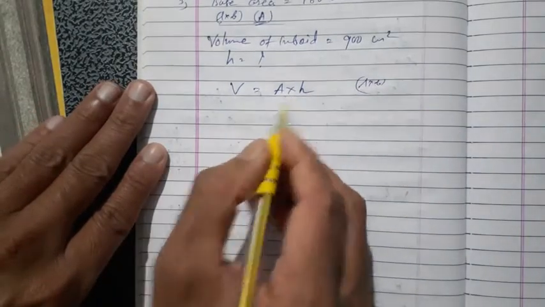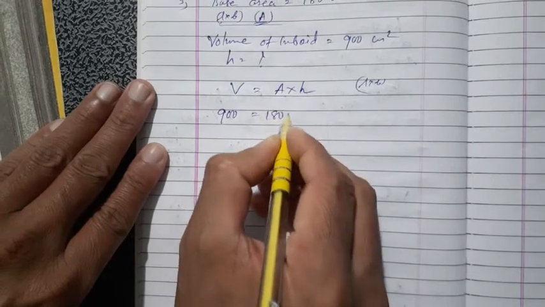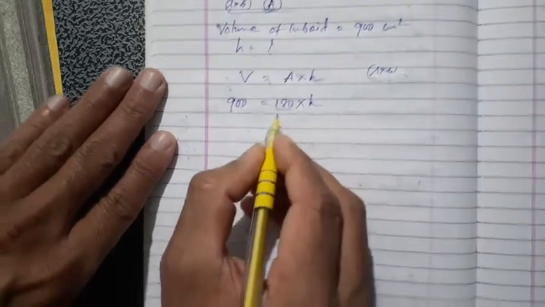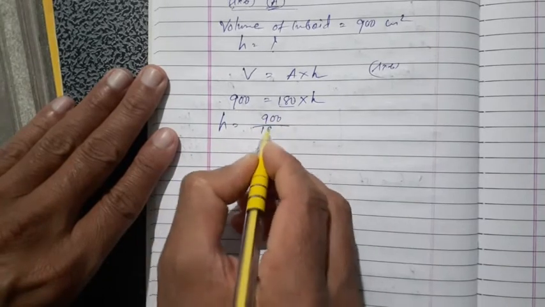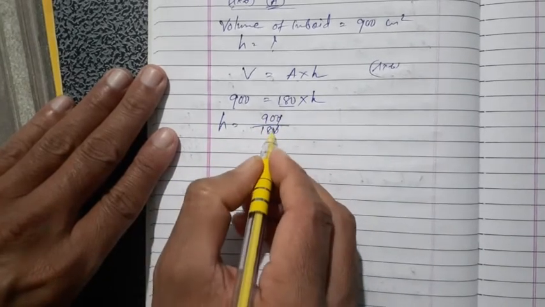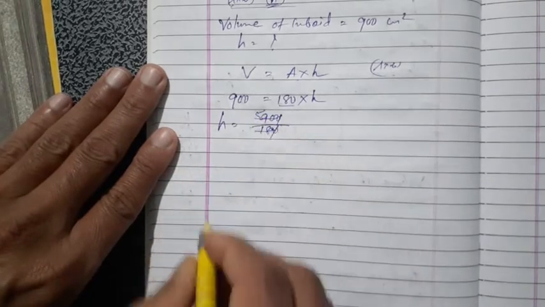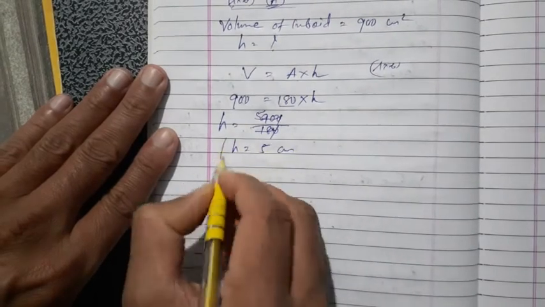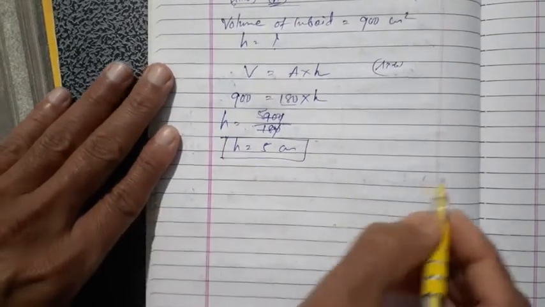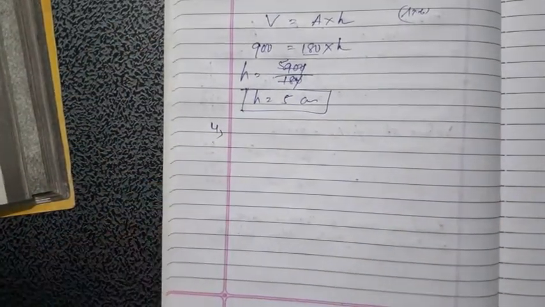So volume is given, 900 equal to A, which is given as 180, into H. Change the side of 180. So height equal to 900 divided by 180. Cut the zeros, and 18 fives are 90. So H equal to 5 centimeter. So height of that cuboid equal to 5 centimeter. Clear? So easy. Now next, fourth one.